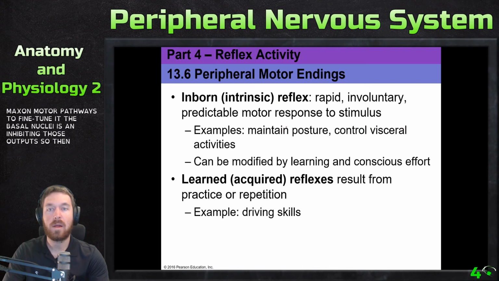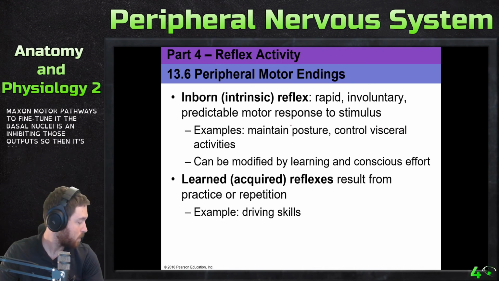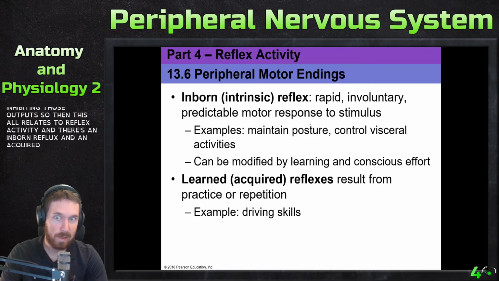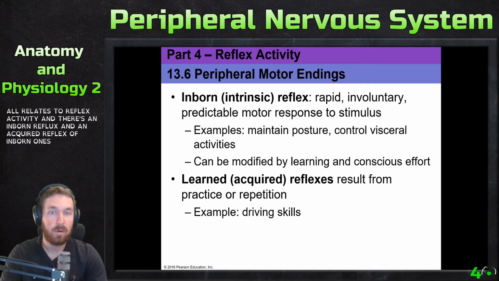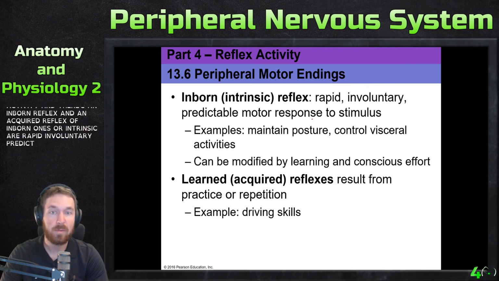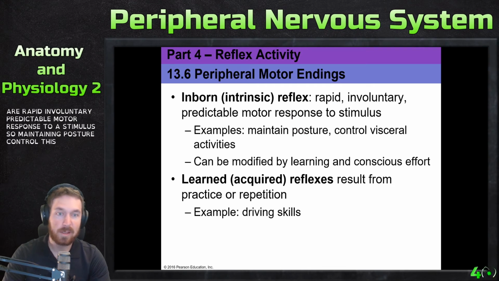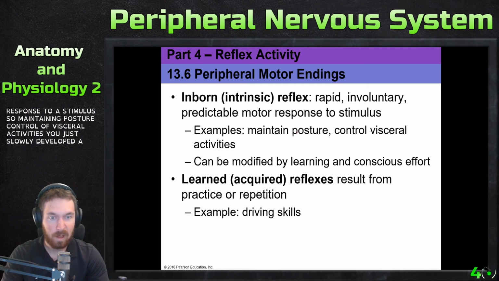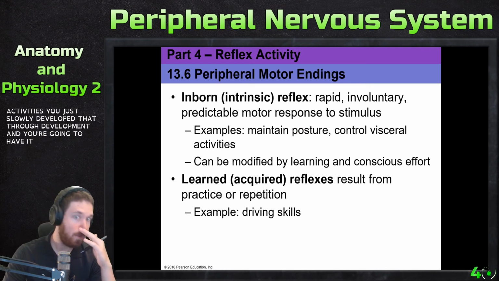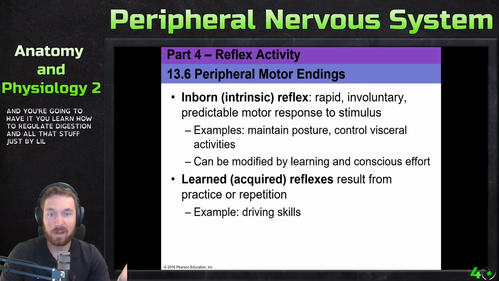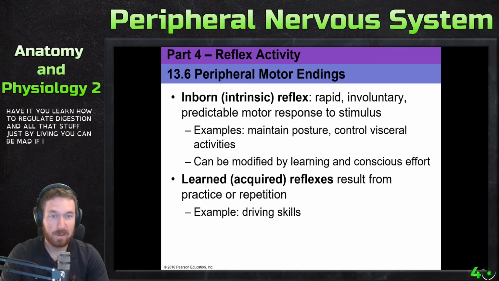So then this all relates to reflex activity. There's an inborn reflex and an acquired reflex. Inborn ones, or intrinsic, are rapid, involuntary, predictable motor responses to a stimulus. So maintaining posture, controlling visceral activities. You just slowly develop that through development, and you're going to have it. You learn how to regulate digestion and all that stuff just by living. They can be modified by learning and conscious effort, though.